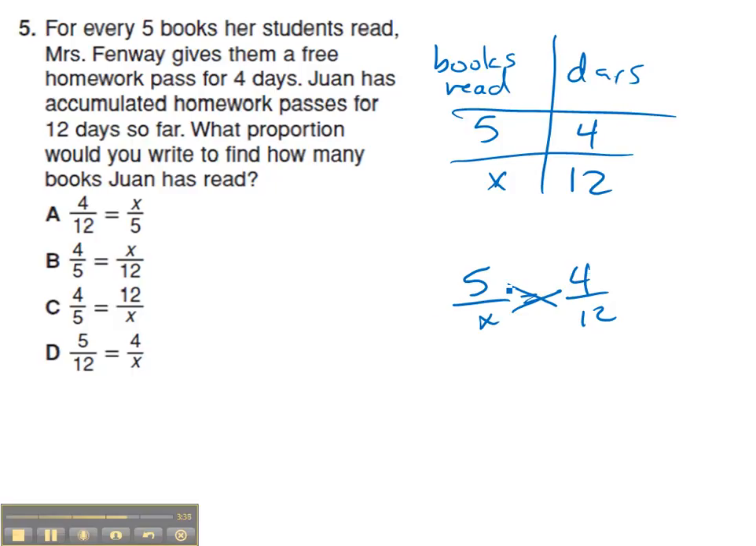We have 4x and 5 times 12. Right here this is 4 times 5 and 12 times x. That's not right. This is 4 times 12 and 5 times x. That's not right. This is 5 times 12 and 4 times x. So this is the one that matches our same cross products. This last one is 4 times 12 and 5 times x, and that's not what we have. So answer choice C works.